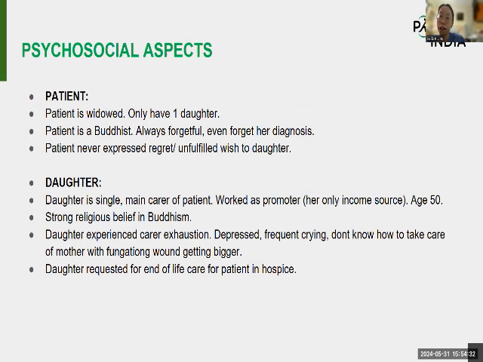On the daughter's side, the daughter is single and is the main carer of the patient. She works as a promoter, which is her only source of income. She is 50 years old and has strong religious belief in Buddhism. The daughter experienced caregiver exhaustion, was depressed and frequently crying, and did not know how to take care of her mother as the fungating wound became bigger. That's why she came to seek help from our hospice. The daughter also requested end-of-life care for the patient in the hospice.